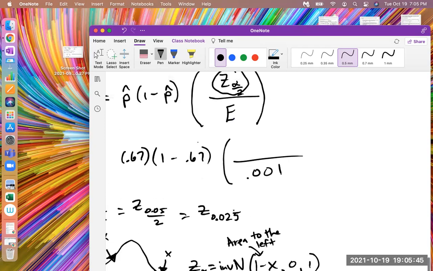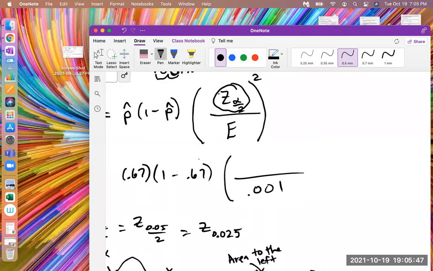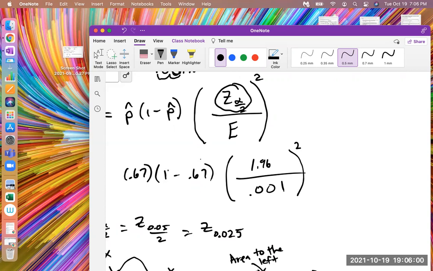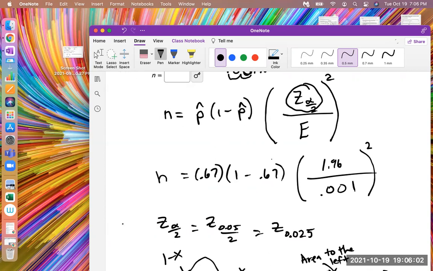So let me go up, because here's where some students make mistakes. For Z alpha over 2, we're plugging in 1.96 for that whole thing, and then we have to square that.